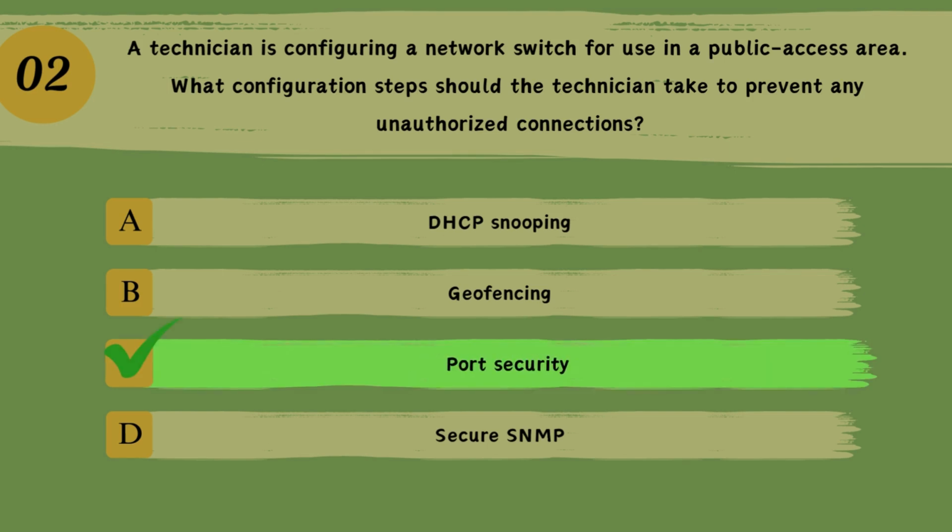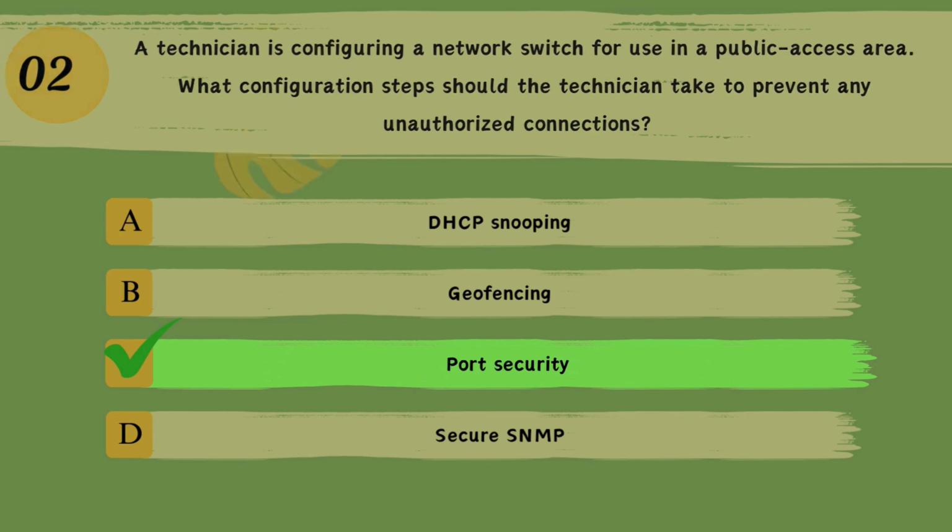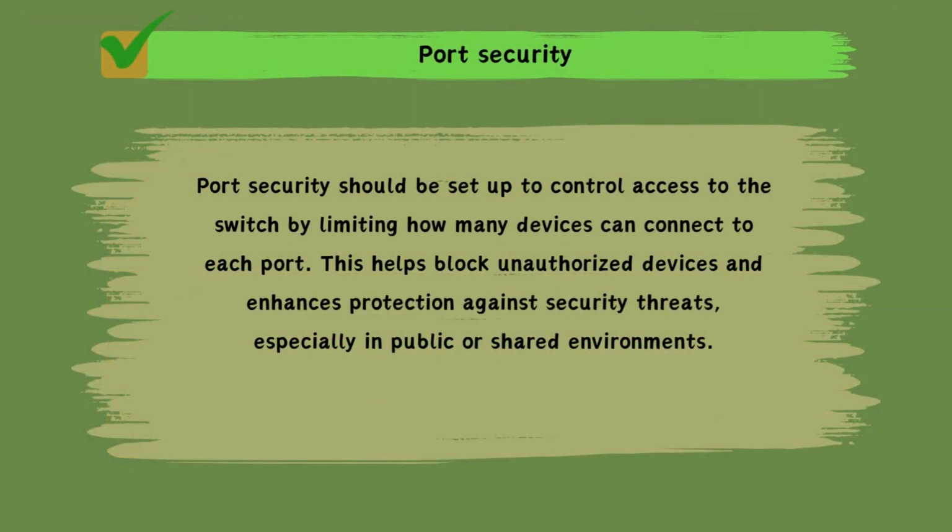Correct answer: C. Port security. Port security should be set up to control access to the switch by limiting how many devices can connect to each port. This helps block unauthorized devices and enhances protection against security threats, especially in public or shared environments.